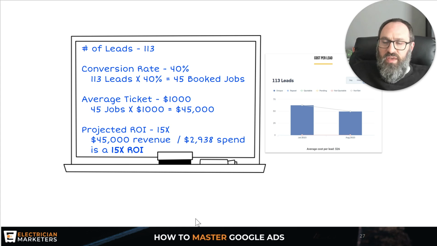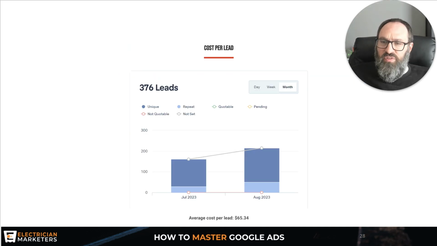There can be higher ticket jobs. Say your average is $1,000. Then at 45 jobs, you're going to pull in $45,000 in revenue. Now, at this cost per lead, your ad spend is just under $3,000, which is giving you a fixed 15x ROI. So clearly, that was $3,000 well spent, depending on your margins. But your margins typically should be good enough that that's extremely profitable. Now, granted, with a higher cost per lead, those numbers won't be so high, but this is why you measure these things, so you get a sense of what your actual returns are looking like.